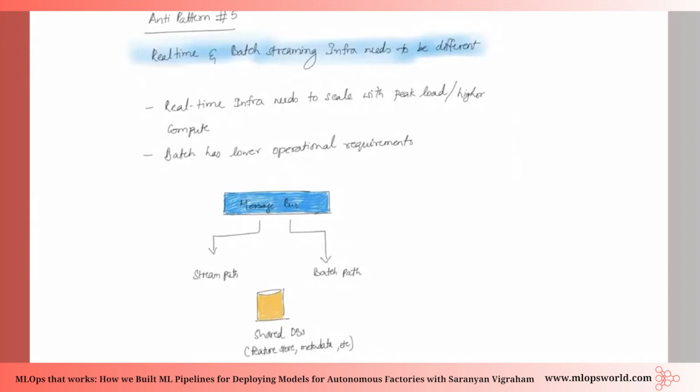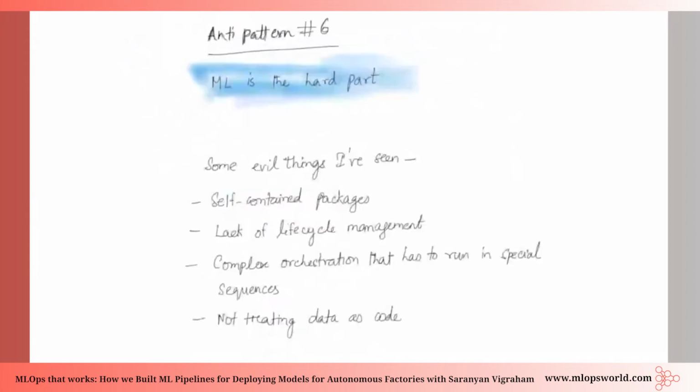The last anti-pattern is that ML is the hard part. This is what everybody thinks, but the problem is ML is only a small part of operations. It's probably 10%. Everything else is about how do you deploy? Do you have any kind of life cycle management? Some things I've seen is that the packages tend to be self-contained, and there is a lot of entanglement between data and code. And like I said, there is complex orchestration that you run through with a bunch of scripts, and again, not treating data as code.